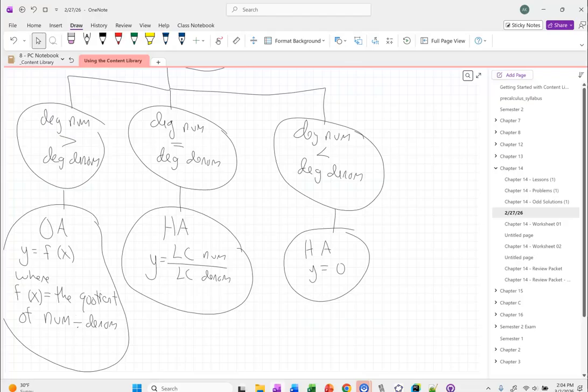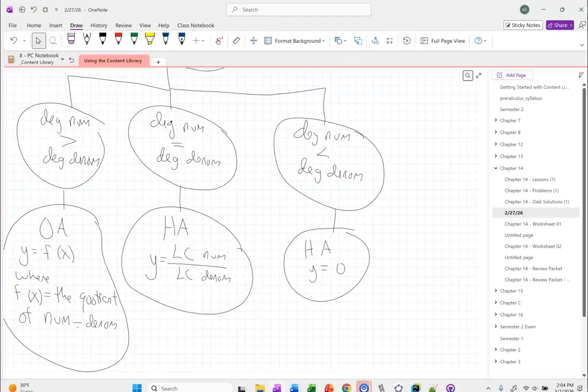Always one horizontal asymptote, and the equation for the horizontal asymptote is always y equals 0. So the degree on top is smaller, horizontal asymptote y equals 0. Done. Nothing more to do.